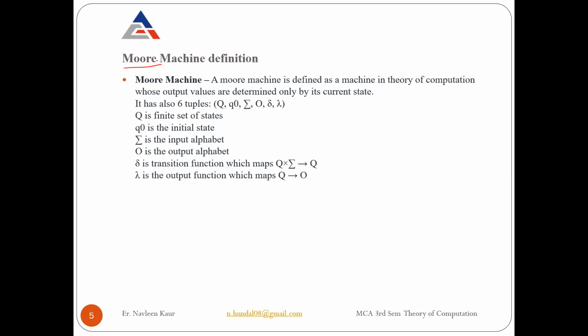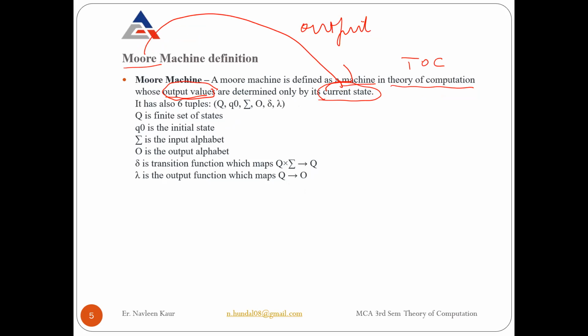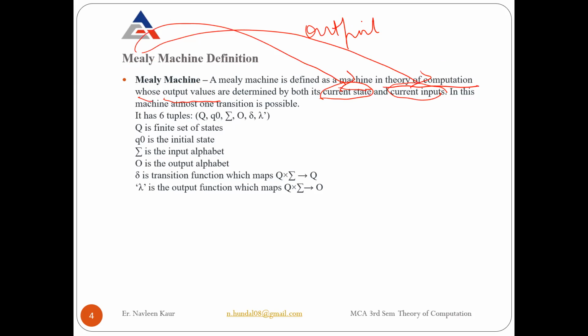So Moore machine is also defined as a machine in theory of computation, that is TOC, right? Whose output values are determined only by its current state. It means output is only dependent upon the current state in case of Moore machine. Only on the current state depends the output of the machine. And this is the only difference. The definition makes it clear what the difference is.